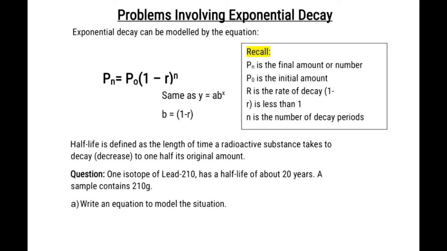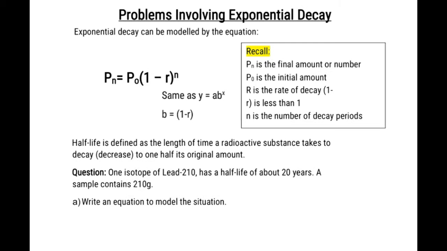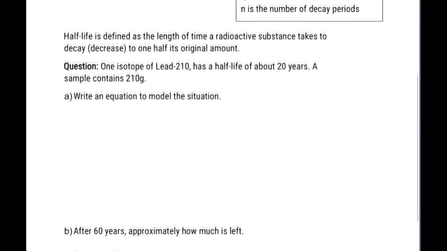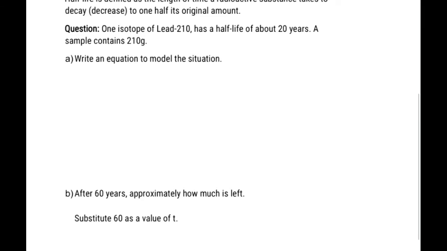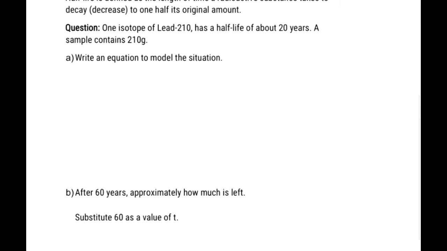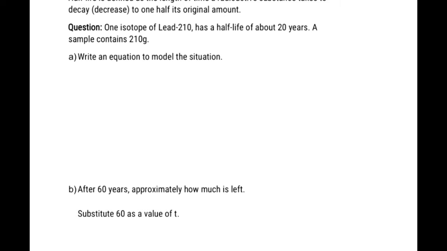For a better understanding of this concept, let us look at an example for an exponential decay problem involving half-life. Half-life is defined as the length of time a radioactive substance takes to decay or decrease to 1/2 of its original amount. The question is, one isotope of lead-210 has a half-life of about 20 years. A sample contains 210 grams. A. Write an equation to model the situation. From the question, we have been told that the initial value is 210.